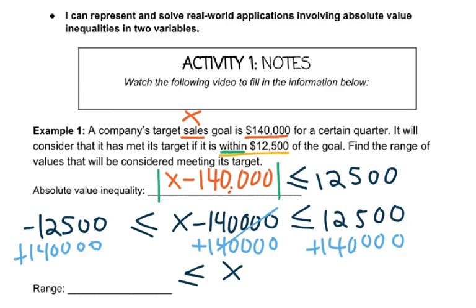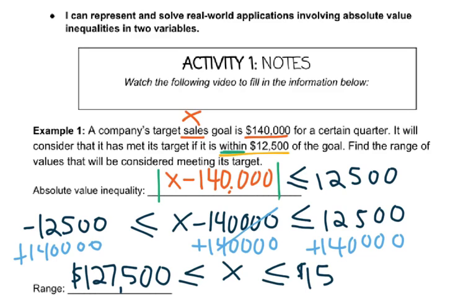So x needs to be greater than, and I'm going to plug in my calculator, negative 12,500 plus 140,000, and so I get $127,500. And then over here, x also needs to be less than 12,500 plus 140,000. So that's going to be $152,500.